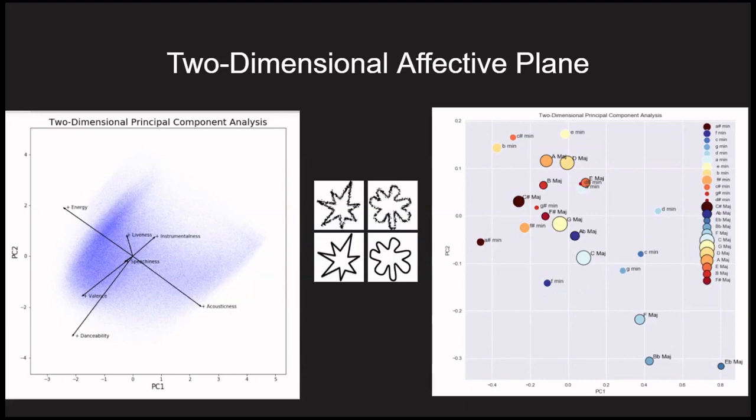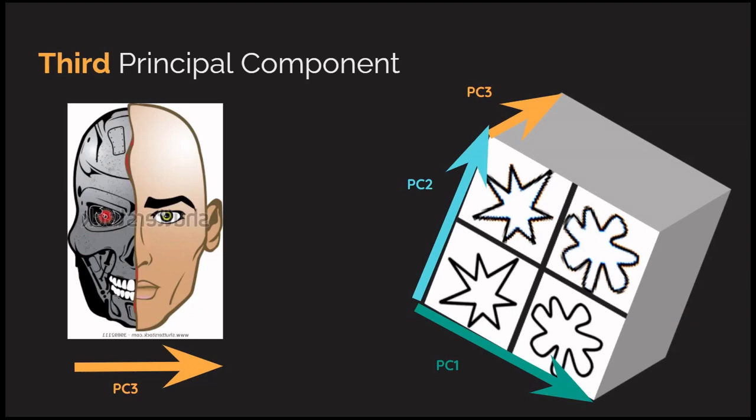However, despite capturing more than half of the original variance on this plane, major and minor keys, circled black and white respectively, are not yet differentiated. The third component appears to run from mechanical to social, or robotic to human.